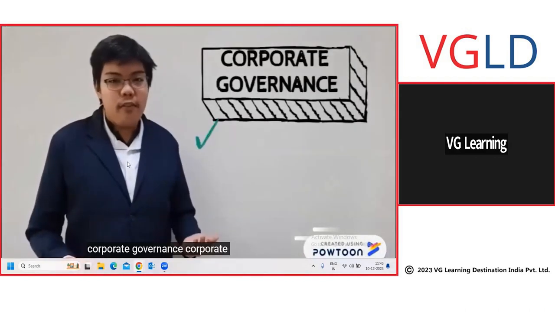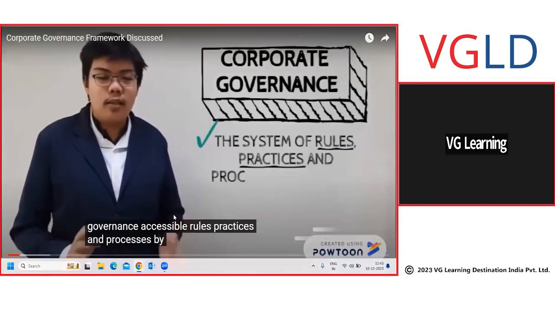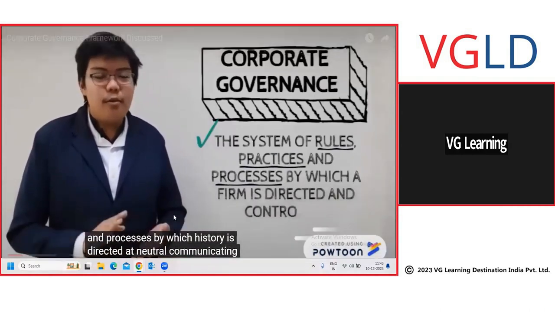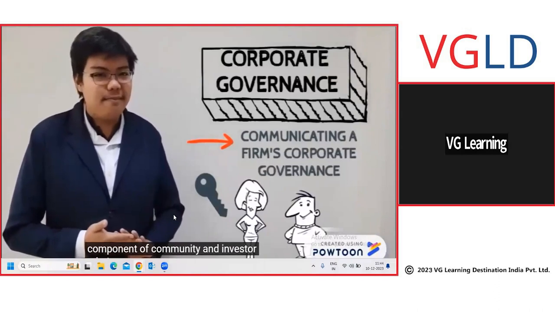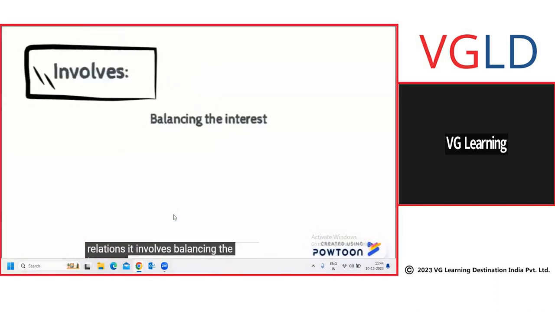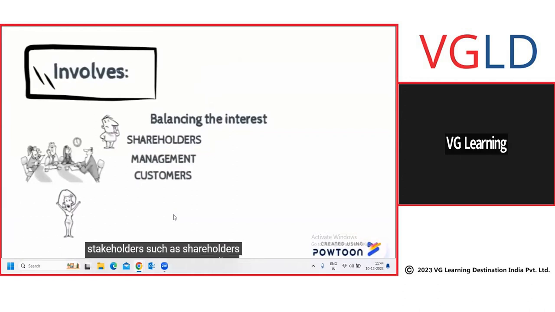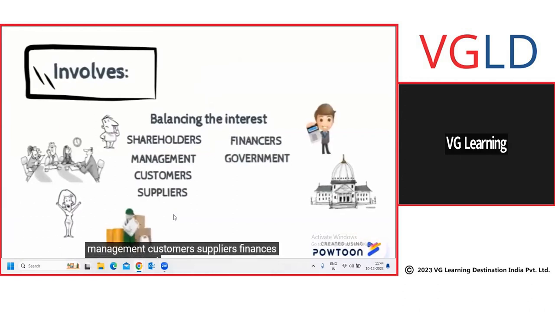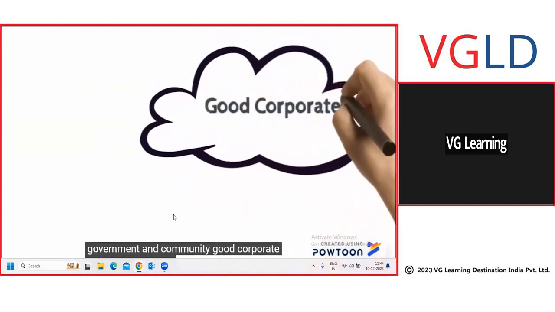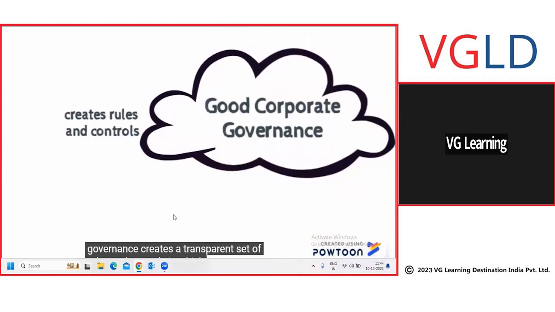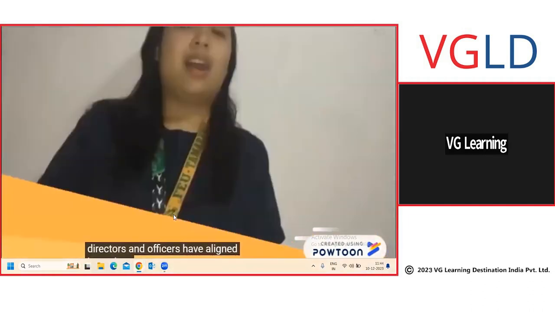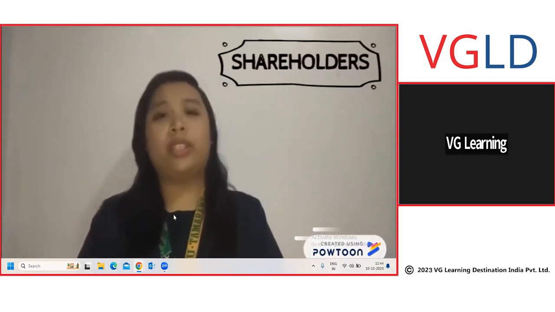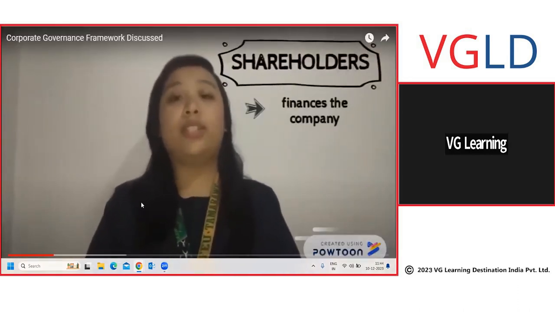Corporate governance is a set of rules, practices, and processes by which a firm is directed and controlled. Communicating a firm's corporate governance is a key component of community and investor relations. It involves balancing the interests of a company's many stakeholders, such as shareholders, management, customers, suppliers, financiers, government, and the community. Good corporate governance creates a transparent set of rules and controls in which shareholders, directors, and officers have aligned incentives. The topmost part of the framework is the shareholders, because they are the ones who finance the company, or in short.